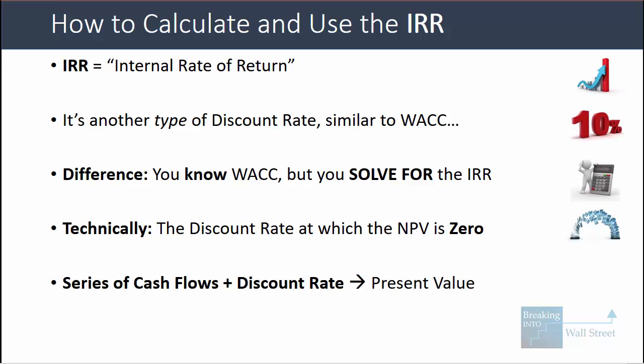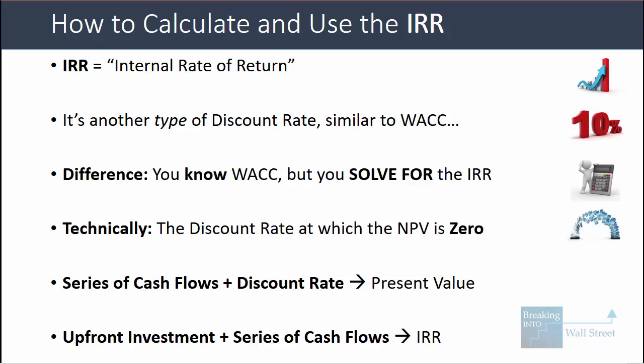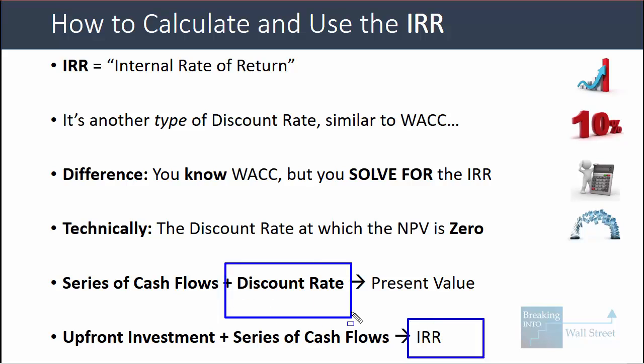When you have a series of cash flows and the discount rate, you can use that to get to the present value of the asset or company. And you saw an example of how to do that in the last lesson. But when you have the upfront investment or the asking price and a series of cash flows, you can get to the IRR, the internal rate of return from that. And then you can look at this IRR and compare it to the discount rate. And so you can use these concepts together.